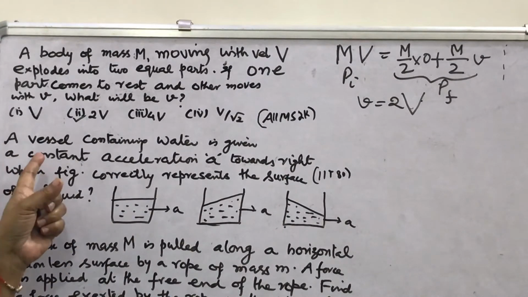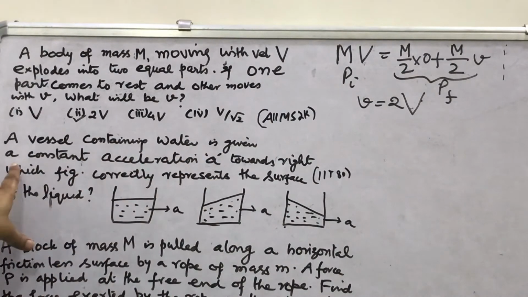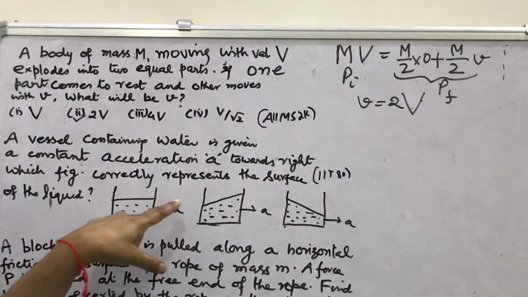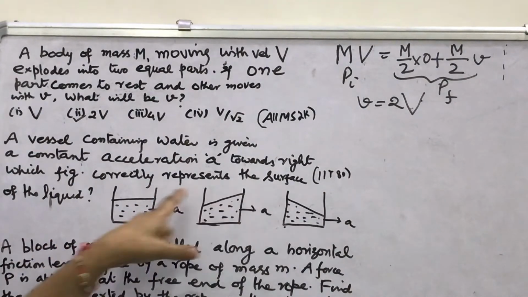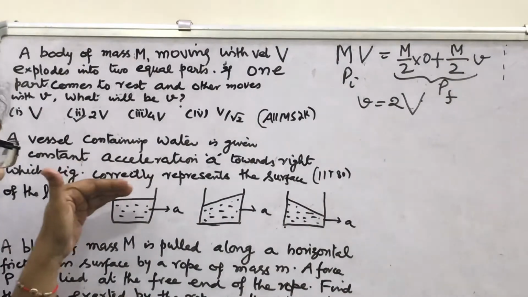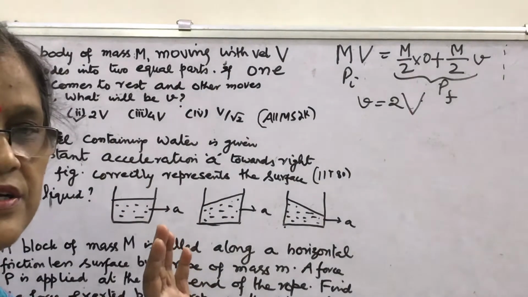Let's see the second question. A vessel containing water is given a constant acceleration a towards the right. It is shown here, the constant acceleration towards the right. Which figure correctly represents the surface of the liquid? How will you find in which figure the surface of the liquid is correct?